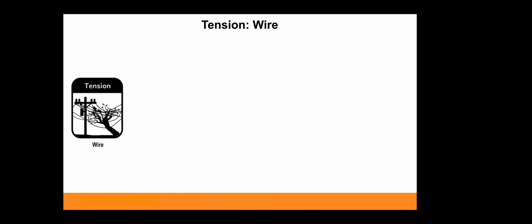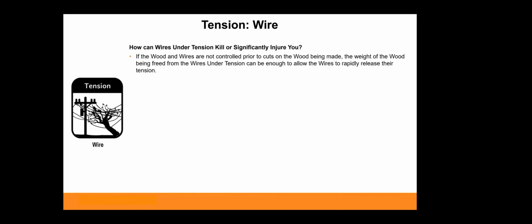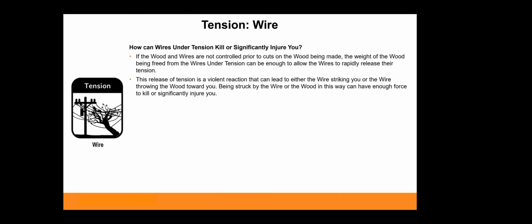The final icon that we will review in part 1 of this video is tension wire. If the wood and wires are not controlled prior to cuts on the wood being made, the weight of the wood being freed from the wires under tension can be enough to allow the wires to rapidly release their tension. This release of tension is a violent reaction that can lead to either the wire striking you or the wire throwing the wood toward you. Being struck by the wire or the wood in this way can have enough force to kill or significantly injure you.